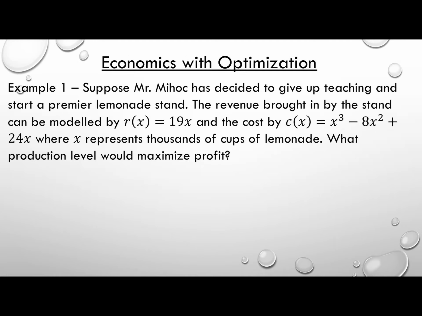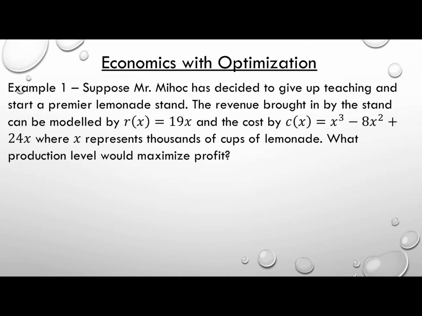So let's look at first example 1. Suppose Mr. Mihawk has decided to give up teaching and start a premier lemonade stand. When I'm talking about premier, I'm talking about fancy, expensive lemonade. The revenue brought in by the stand can be modeled by R of x equals 19x, and the cost by C of x equals x cubed minus 8x squared plus 24x, where x represents thousands of cups of lemonade. What production level would maximize profit?